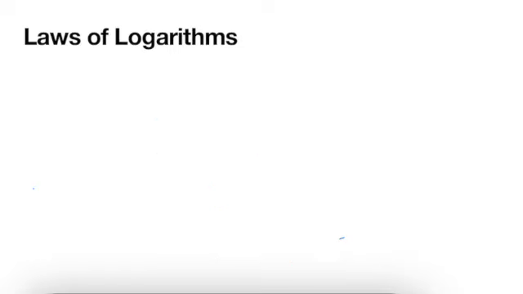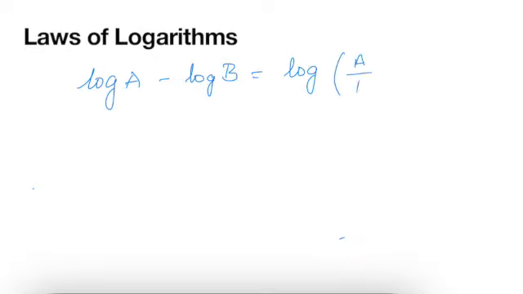Let's see another rule. This is also pretty simple. It says log A minus log B is equal to log A by B. And again, it is to any base C. Just notice that it should all have the same base. Otherwise, you cannot apply this rule. If both logarithmic functions have the same base, you can use this rule. Okay, let's take an example for this one and see how it goes.